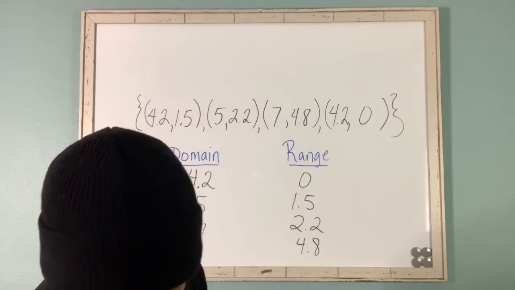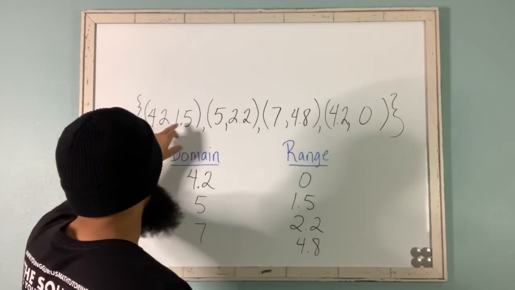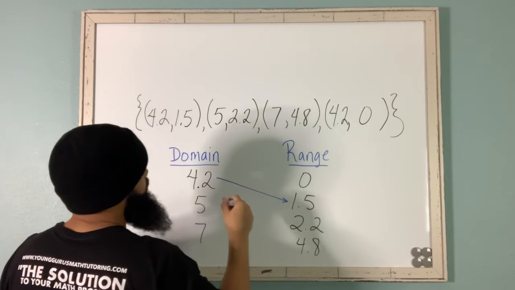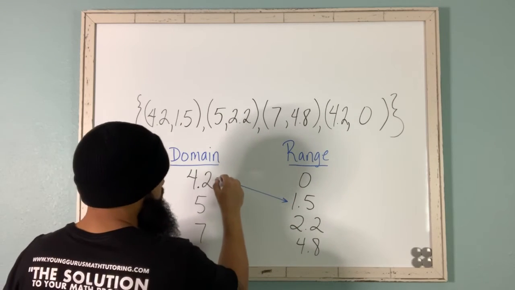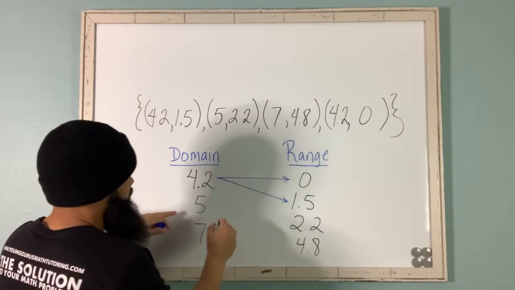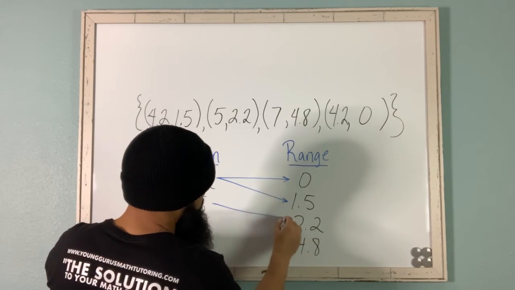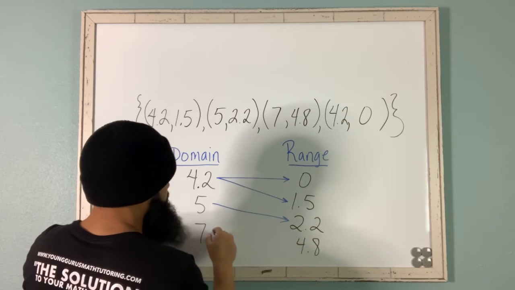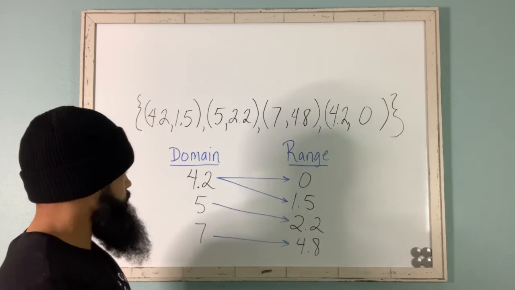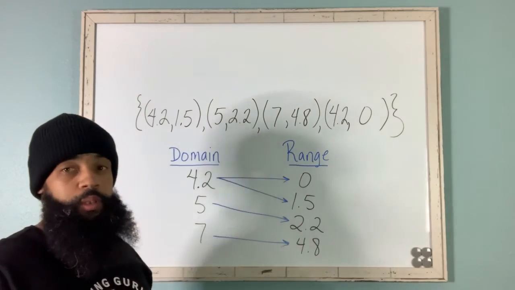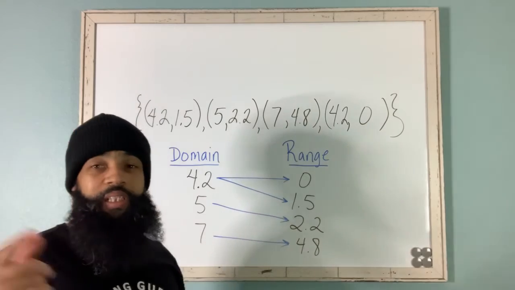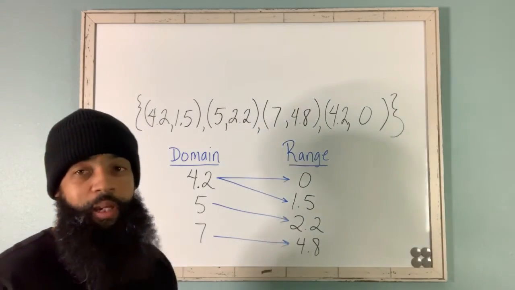And now we just have to map them together. So when I map them together, let's see, 4.2 is mapped to 1.5. It's also mapped to 0. That should stick out to you already. 5 is mapped to 2.2. 7 is mapped to 4.8. So notice that 4.2 has 2 values that it's mapped to in the range. So this is not a function, okay?